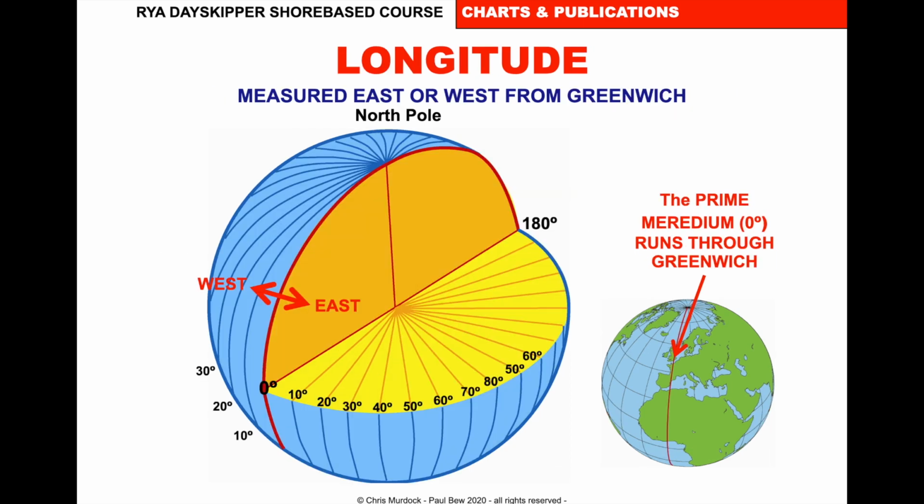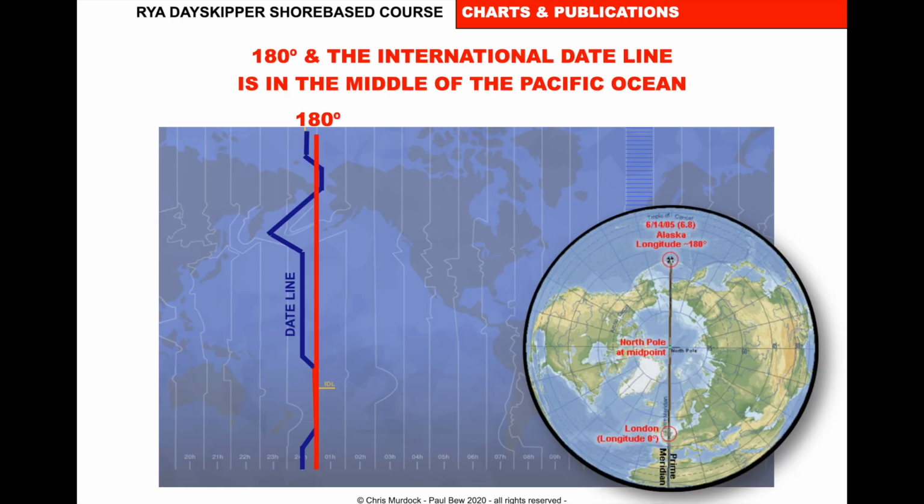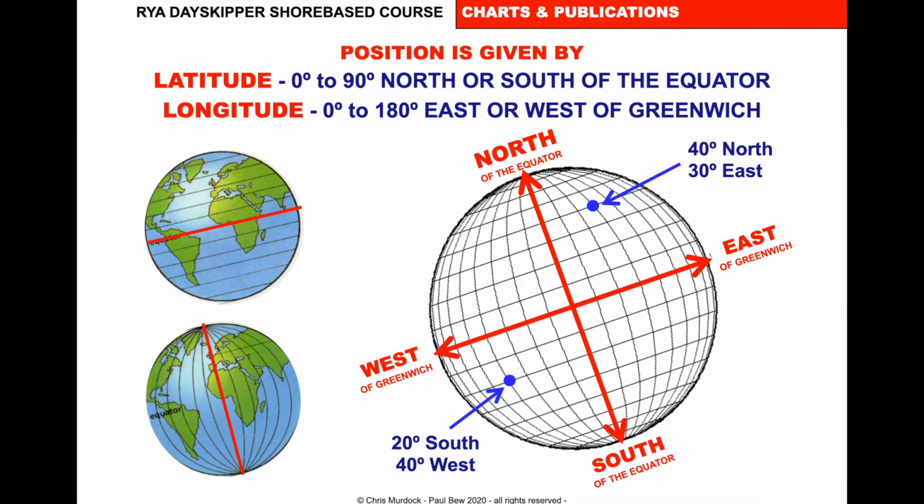Longitude is measured from the Greenwich meridian, or the prime meridian, and it runs through Greenwich, and it's measured east and west 180 degrees. So here we can see that the Greenwich meridian actually runs through the Royal Observatory in Greenwich in London, and it meets at the back of the planet at the 180 degrees on the dateline.